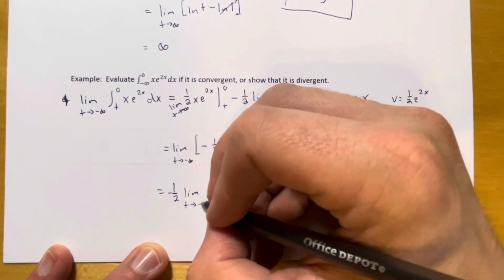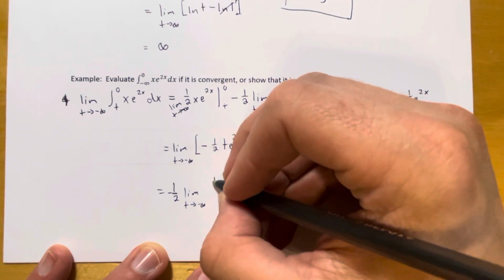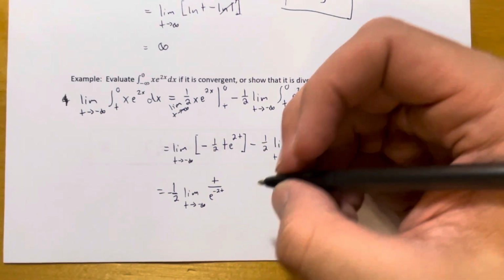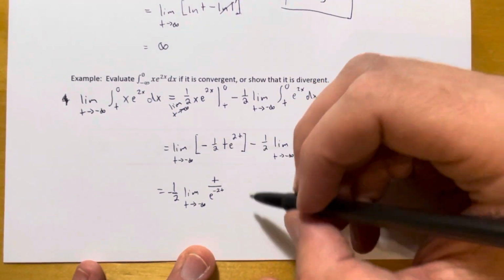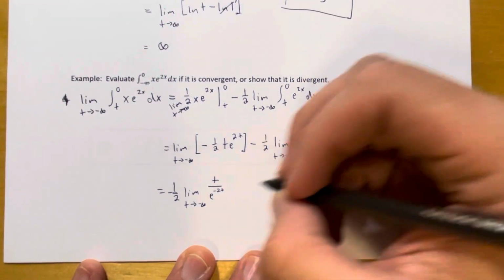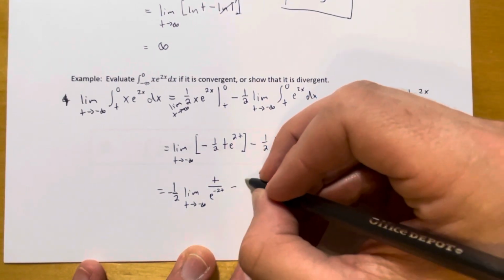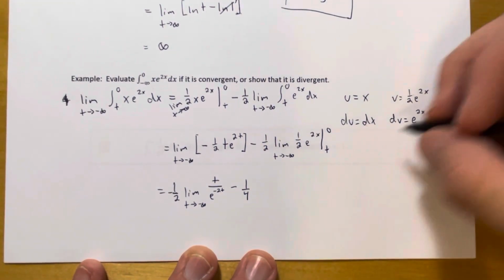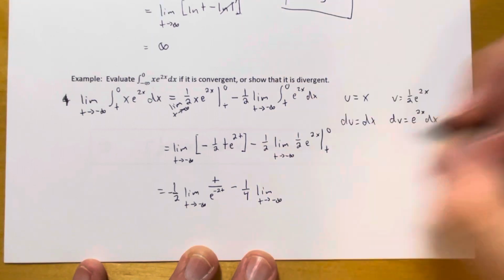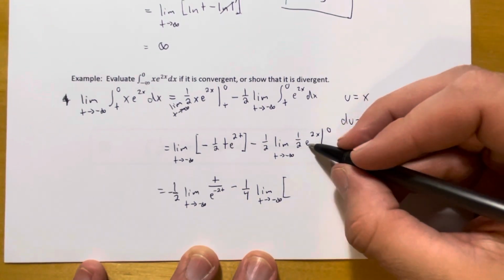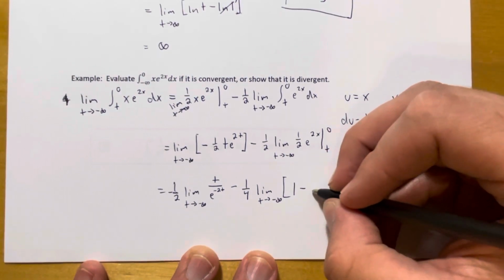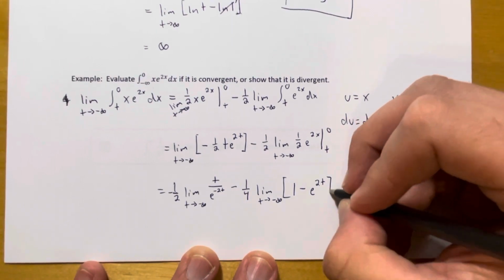Limit as t approaches negative infinity. I'm going to rewrite this as t over e to the negative 2t. Okay? So this is the same thing as this, and there's where the negative 1/2 went. Over here, I can do something kind of similar. Let me bring this 1/2 out, multiply it to that 1/2 to make 1/4, minus 1/4. And then I'm going to have the limit as t approaches negative infinity of e to the 2 times 0, which is just e to the 0, or 1, minus e to the 2t.